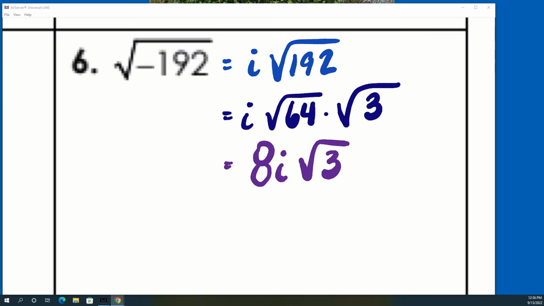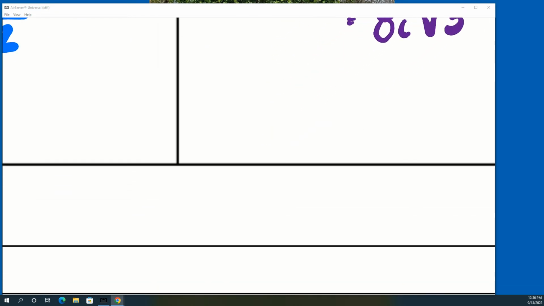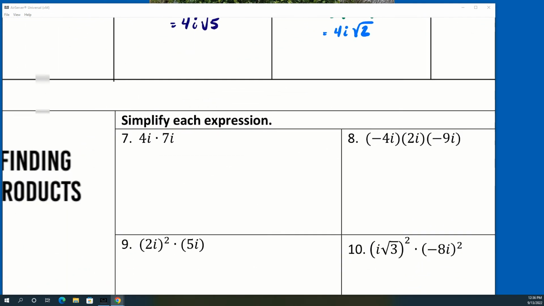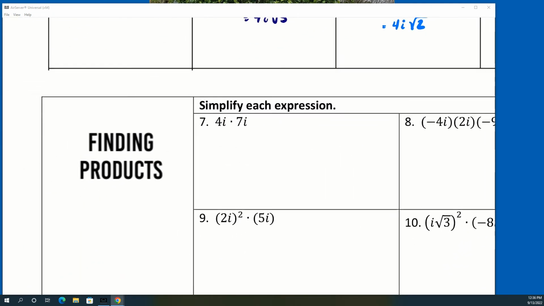All right. And there's one more thing we're going to do today with i. So down there's like a break between the tables. Just remember that i is equal to the square root of negative 1.